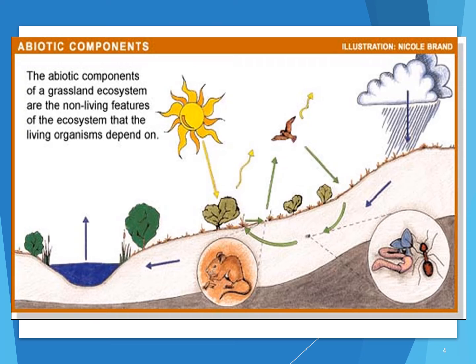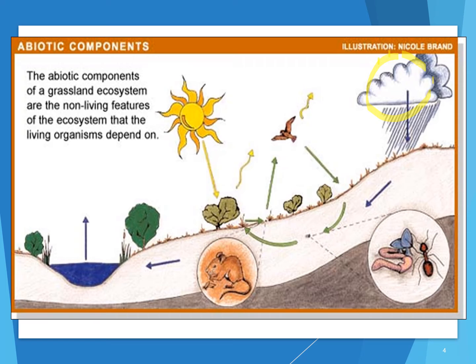So this diagram here says the abiotic components of a grassland ecosystem are the non-living features of the ecosystem that the living organisms depend on. So like I was just saying on the last slide, these non-living factors do have an effect on the living things. So keeping in mind abiotic meaning non-living, biotic meaning living. So in this diagram, there's a lot going on, but you'll notice that up here, okay, so right here we have this cloud. It shows that it's raining, so that's an abiotic component or factor.